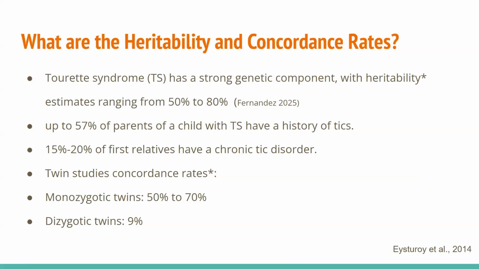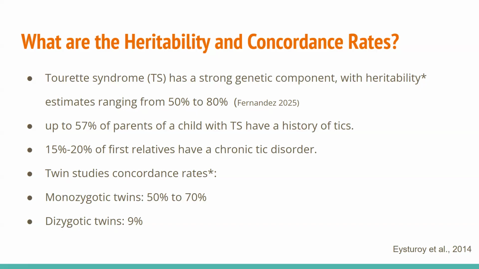My third question was, what are the heritability and concordance rates of Tourette syndrome? So it has a strong genetic component, with heritability rates estimated in a range from 50 to 80%, and up to 57% of parents with a child with Tourette syndrome also have a history of some form of tics. 15 to 20% of first relatives, which can include biological children, biological parents, or full siblings, also have a chronic tic disorder, which is a milder form of Tourette syndrome.